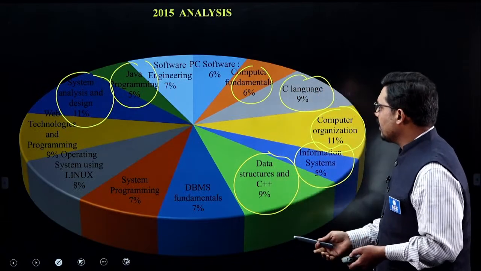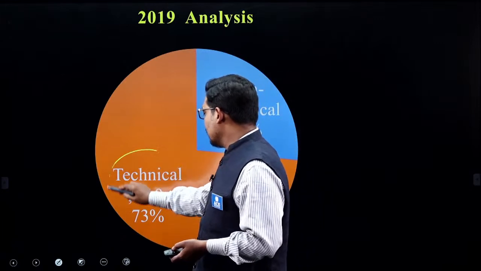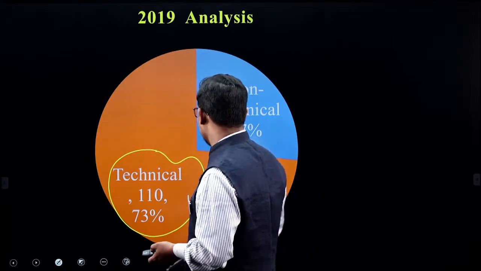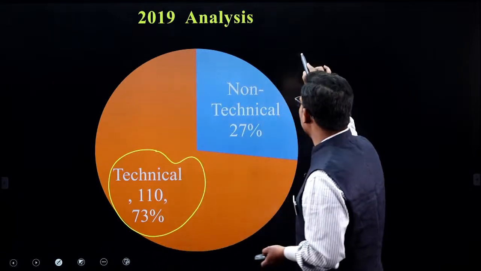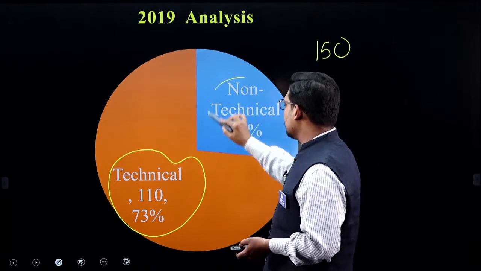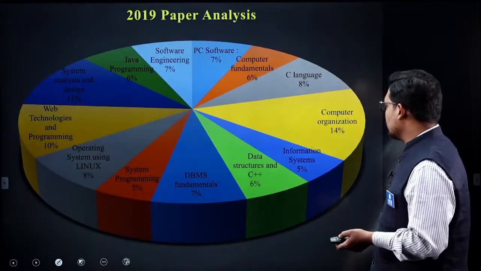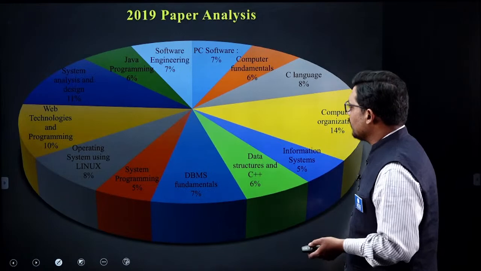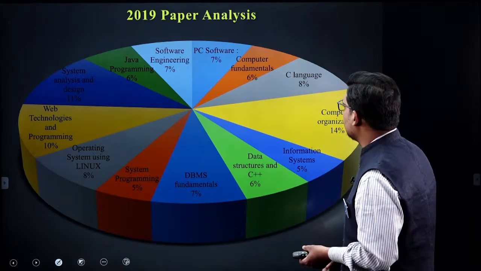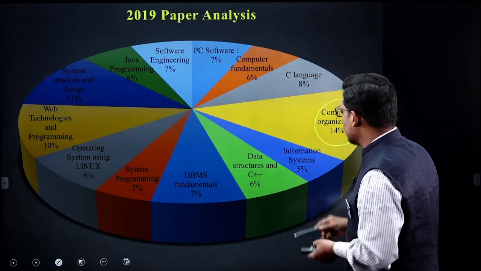Let's complete one more analysis, the latest paper. Here the technical content was around 110 out of 150 questions, and non-technical was around 27%. Let's go through this analysis one more time, and you will find that the organization is having 14%. This is a single paper.